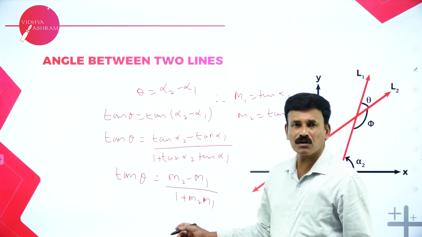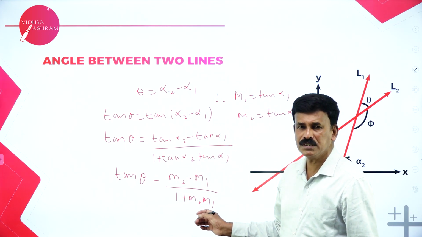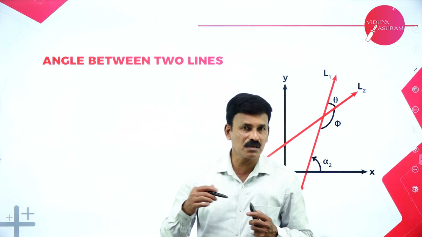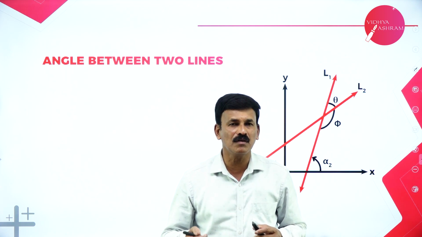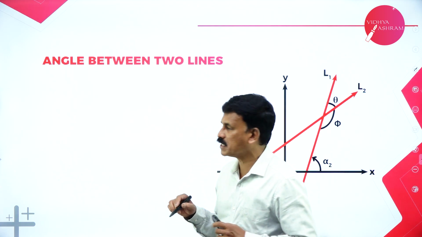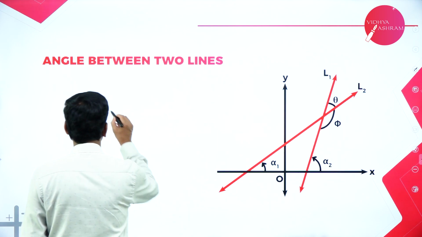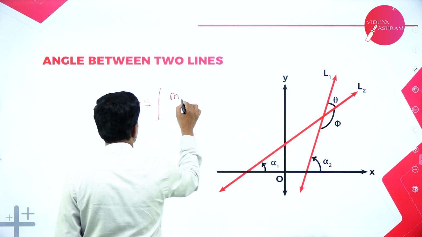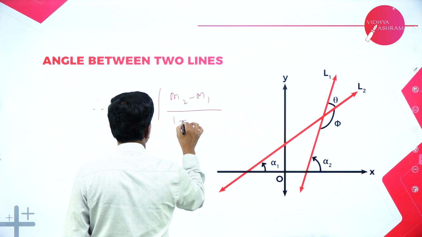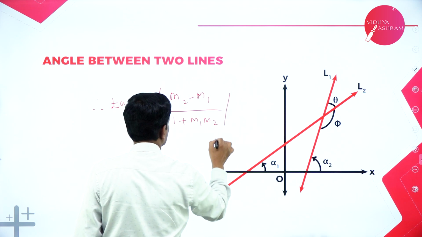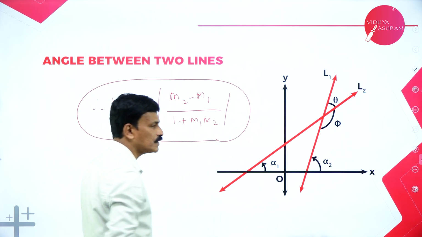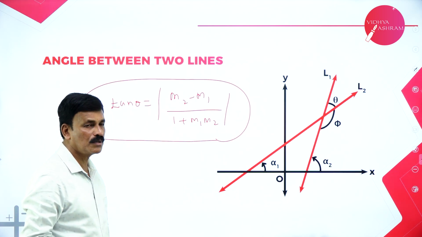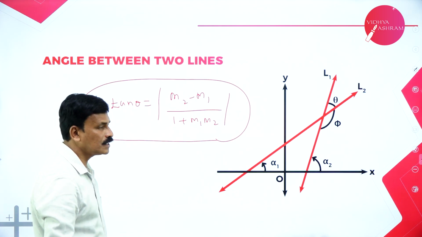So this is the angle of intersection between the two lines L1 and L2. Depending upon the value of theta, whether theta is an acute angle or obtuse angle, or depending upon the value of tan theta being positive or negative, the angle of intersection between these two lines is given by the formula: tan theta is equal to modulus of m2 minus m1 divided by 1 plus m1 into m2. This is the formula for the angle of intersection between the two lines.